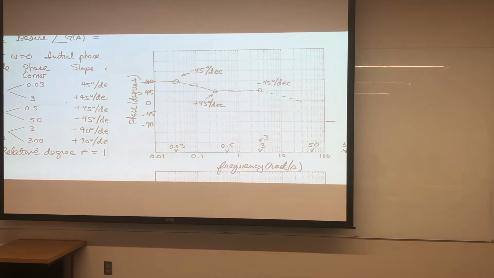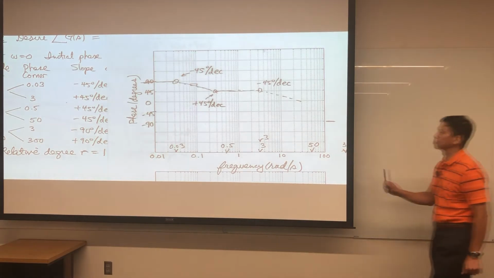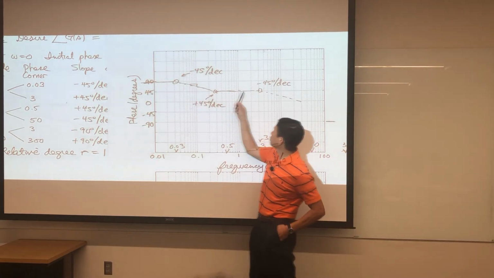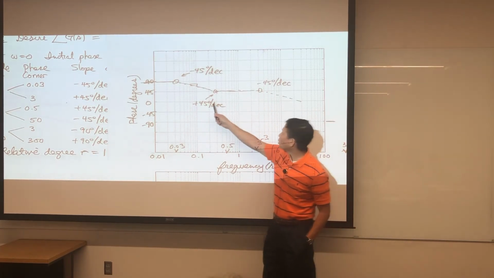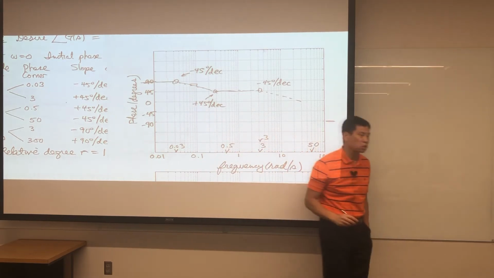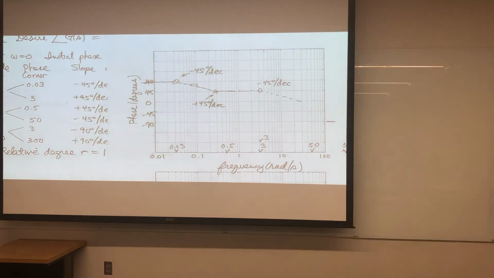Okay, you may notice on some of the exams I'll ask you to label the slopes. The slope here is negative 45. The slope here is 0. The slope here is negative 45. What I've labeled here this morning is the change at the corner. It's not the slope. It's the change in slope.